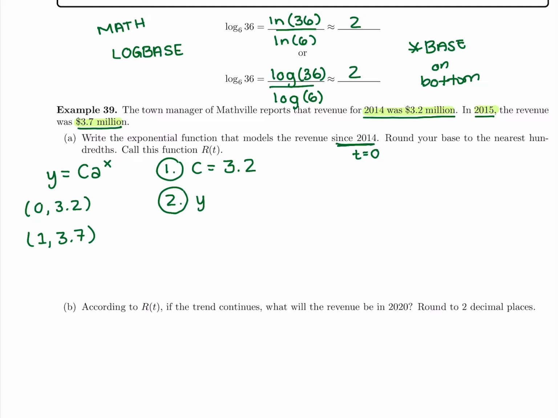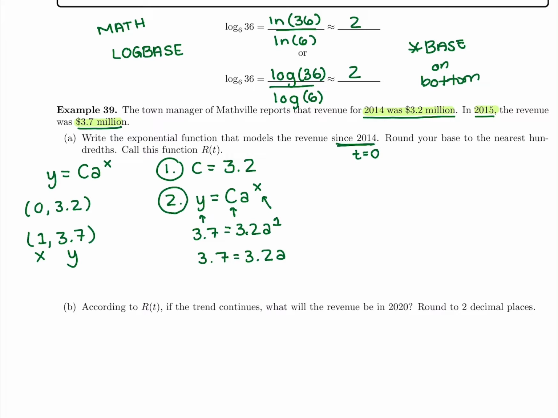Our second step is to plug into y equals c times a to the x and find a. I'm going to use the x and y value from the other point. So y is going to be 3.7, c from above was 3.2, times a to the x value of the point, which is 1. Anything to the 0 is 1, but anything to the first power is just itself. If you plug in on your calculator, 500 to the 1 is 500, 6 to the first is just 6, so a to the first is just going to be a.